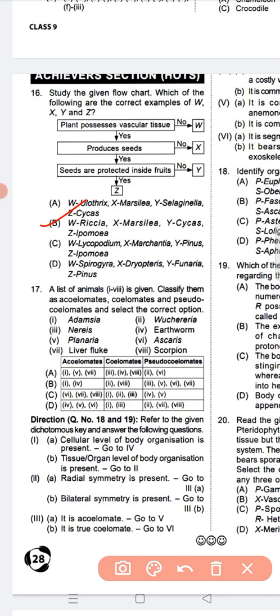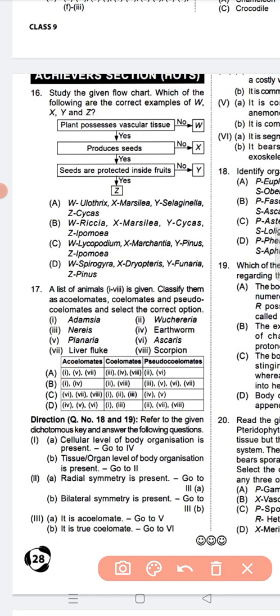Now question number 17. A list of animals is given, classify them. Okay, so you have to classify them. Acoelomates and pseudocoelomates, so many things are there, so you have to classify them. So question number 17, option A is the correct answer.